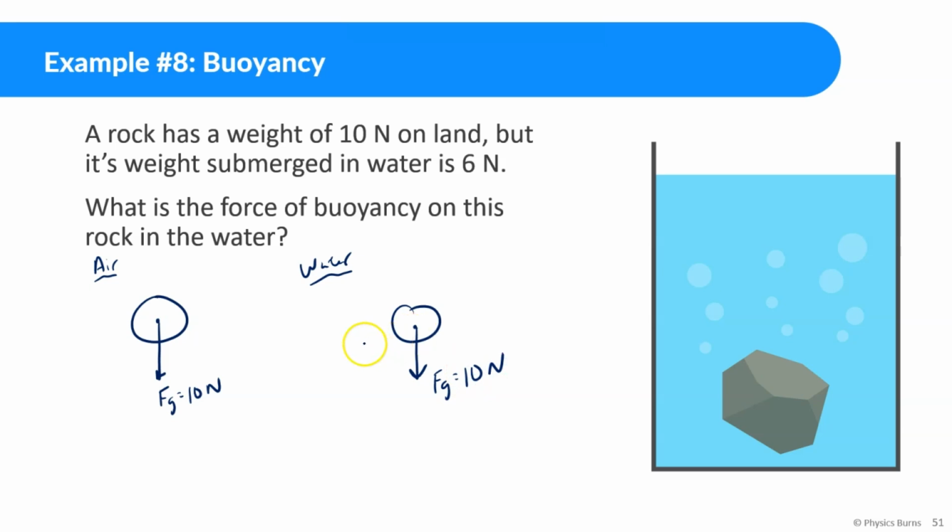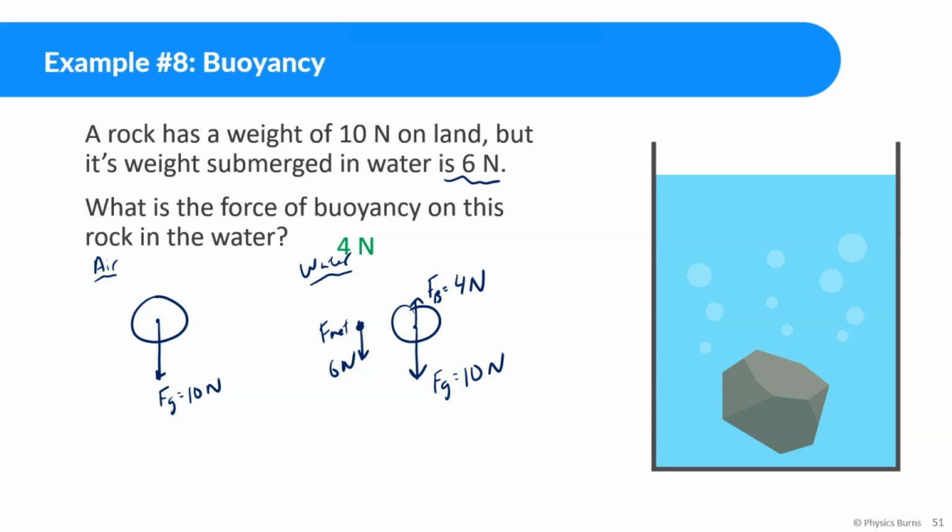However, what's happening here is there's an upward force acting on it where it only feels like it's around 6 newtons. So if it's feeling like 6 newtons, that means there's going to be an upward force over here, the force of buoyancy, which is going to be equal to 4 newtons. And that's why the net force is equal to 6 newtons. Okay? Hope that makes sense. Your weight doesn't change. It's just that there's an upward force on you now that makes it feel like there's less weight.